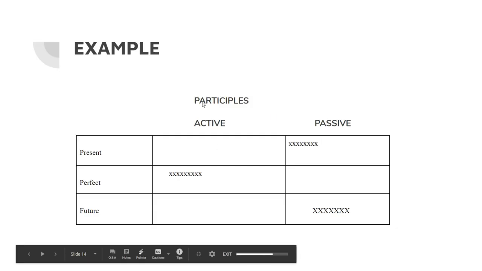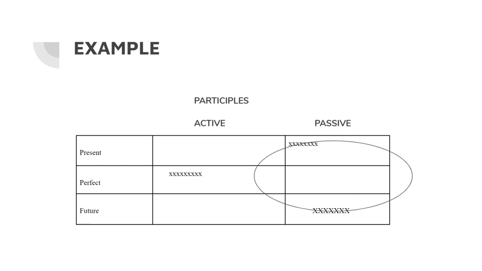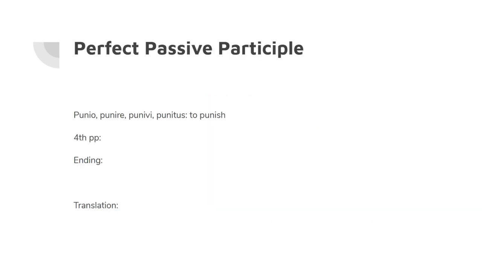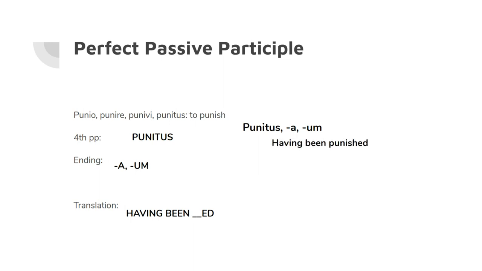We're now going to talk about the perfect passive participle right here on the right-hand side, the middle row. And yeah, follow along with me here. This one's pretty easy because it is the fourth principal part, right? So punio, punire, punivi, punitus. Well, the fourth one there is punitus. The ending we have to make sure we put on there is -a and -um. So let's put our form in. Punitus-a-um, the whole thing for full credit. And your translation is that three-word formula, having been blank-ed, having been punished.